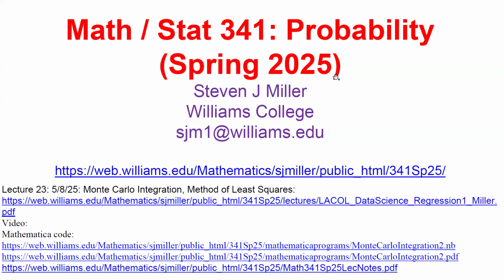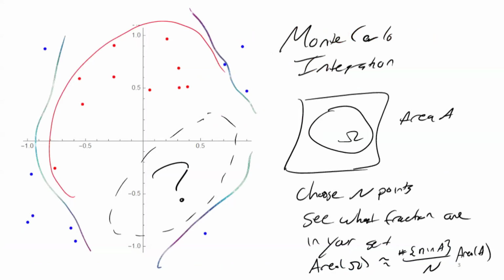All right, so welcome to Math341, take 2, lecture 23: Monte Carlo integration, followed by the method of least squares. The idea is we're going to calculate areas, which is a very important concept, by throwing dots. We're going to record what fraction of the dots land in the region, and that's going to give us a good estimate for the area.